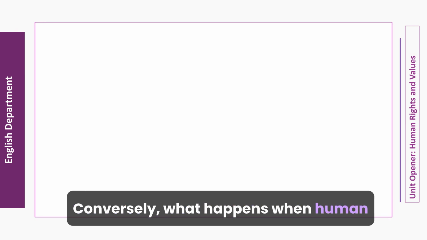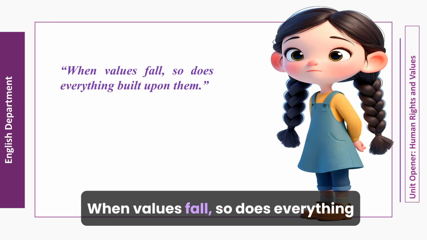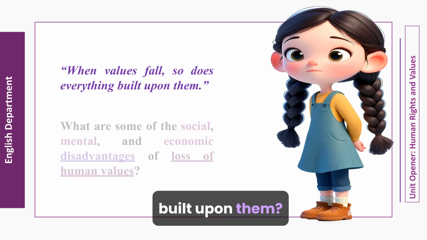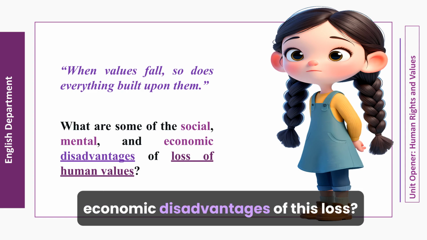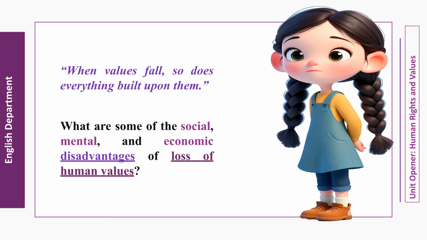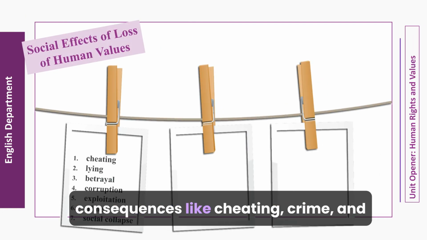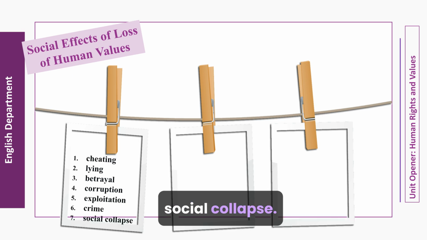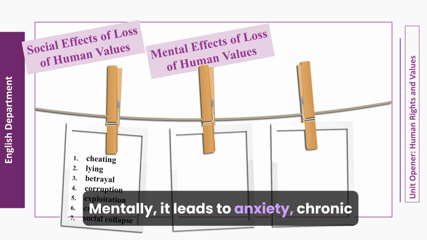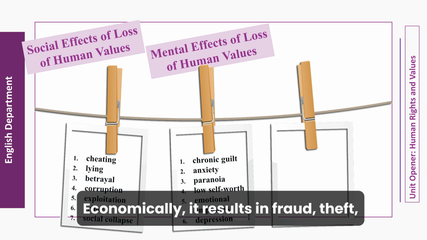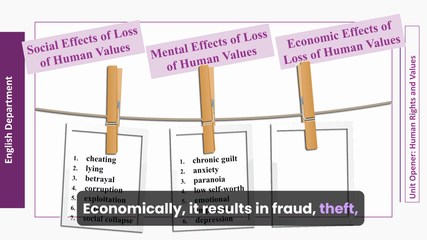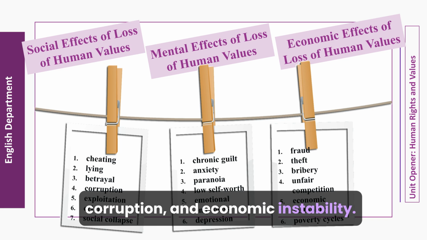Conversely, what happens when human values are lost? When values fall, so does everything built upon them. What are the social, mental, and economic disadvantages of this loss? A loss of human values results in social consequences like cheating, crime, and social collapse. Mentally, it leads to anxiety, chronic guilt, and depression. Economically, it results in fraud, theft, corruption, and economic instability.